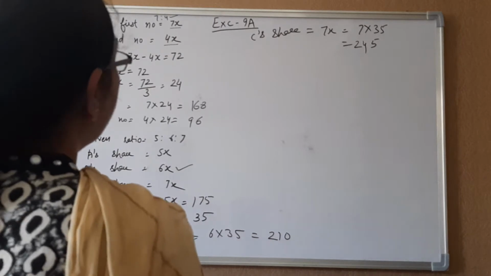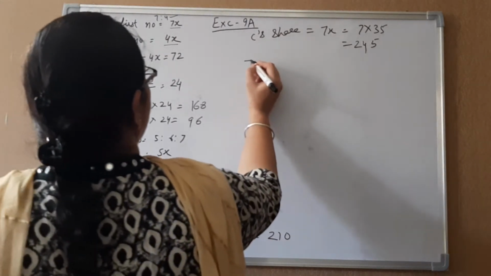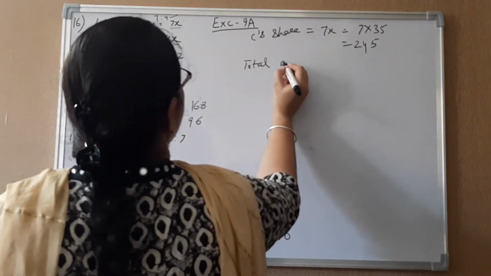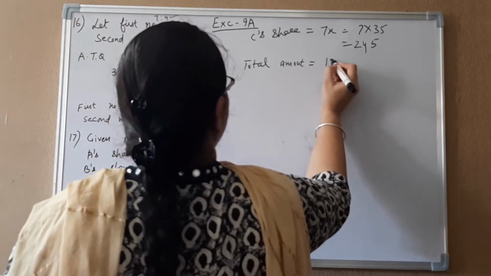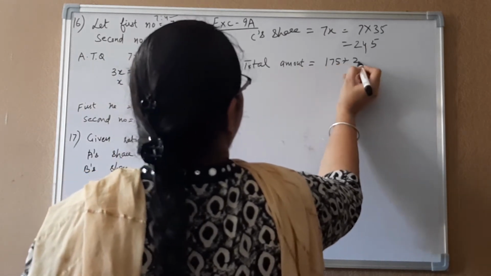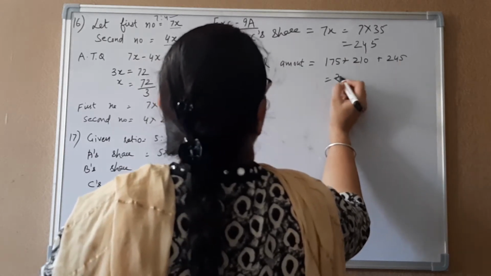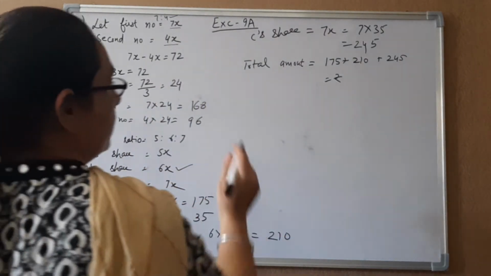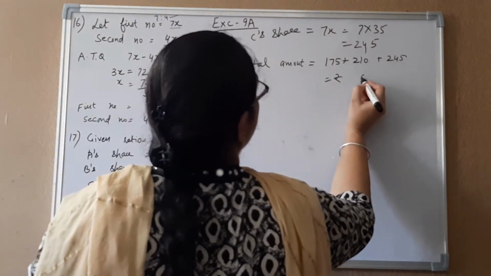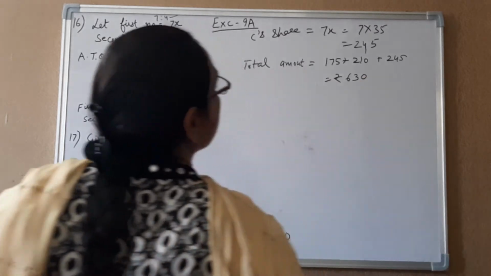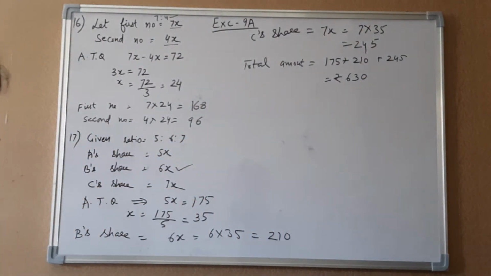Now they say find out B's share, C's share and the total amount. The total amount, if you add all, is 175 A's share, 210 B's share, 245 C's share. So the total amount is the sum of all these, which is rupees 630.